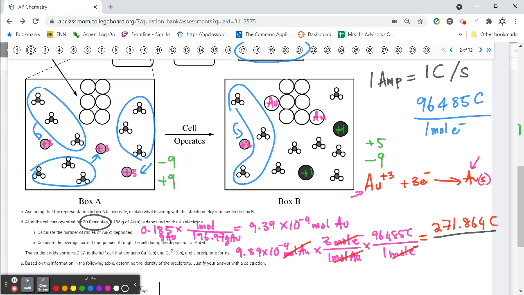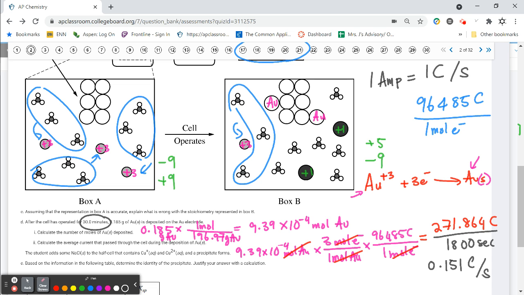So I'm just going to divide this by 1800 seconds. Okay, so 1800 seconds, 271.864 divided by 1800 gives me 0.151 coulombs per second, okay? And that is the number of amps that I have.